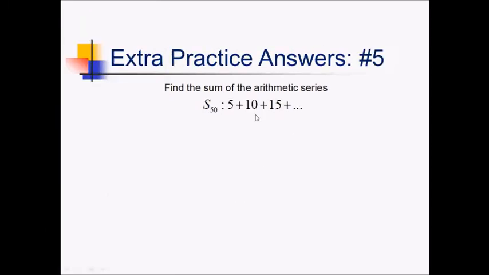On this problem, I want the sum of this arithmetic series. Let me start with my formula, n times a1 plus an over 2, my arithmetic sum formula. So I have n, that's 50. A sub 1 is my first term of 5. We don't have a sub n yet. We don't have the 50th term yet. And we need that to use this formula.